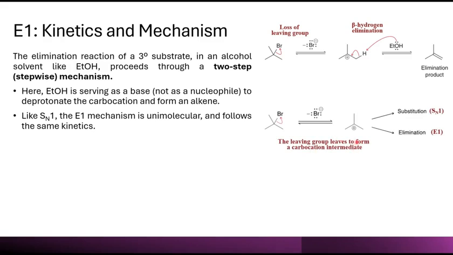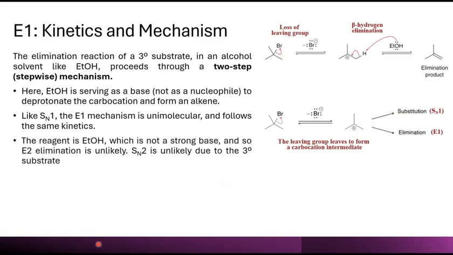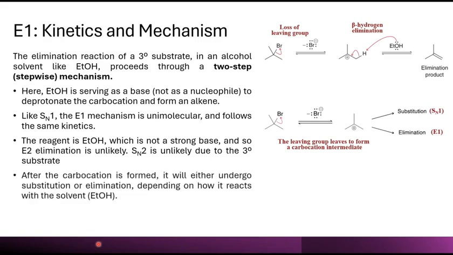In other words, we end up with the carbocation intermediate. In this case, there are two possibilities, substitution or SN1, or elimination, E1. The reagent is ethanol, which is not a strong base, so E2 elimination is highly unlikely. SN2 is unlikely due to the tertiary substrate. After the carbocation is formed, it will either undergo substitution or elimination, depending on how it reacts with the solvent, in this case ethanol. So we'll have both products potentially, the substitution and elimination.